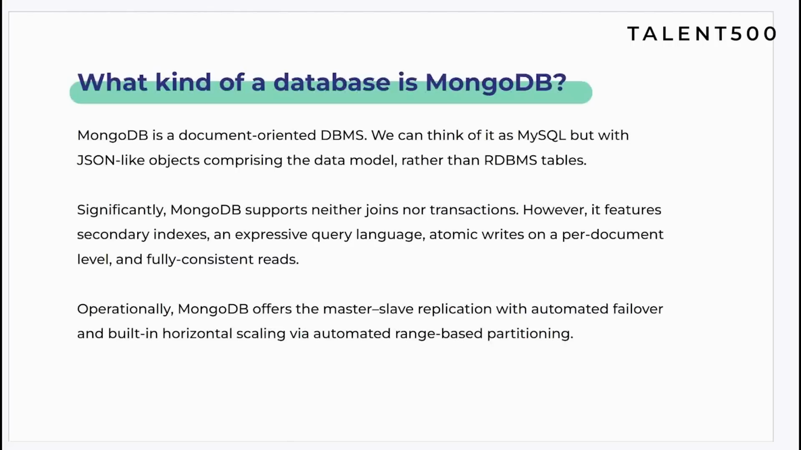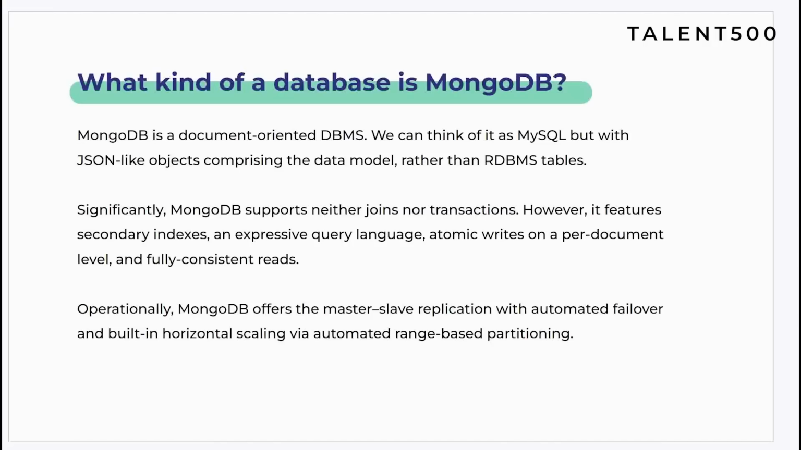However, it features secondary indexes, an expressive query language, atomic writes on a per document level, and fully consistent reads. So in MongoDB, it does not support joins nor transactions, but it has features like secondary indexes. Since we are storing the data in JSON form, it is very easy to fetch data via the key value pair, and atomic writes on a per document level happen. It's an expressive query language. The way you write the queries is very easy to read, and basically an expressive query language means you are writing what you are actually expecting from it.